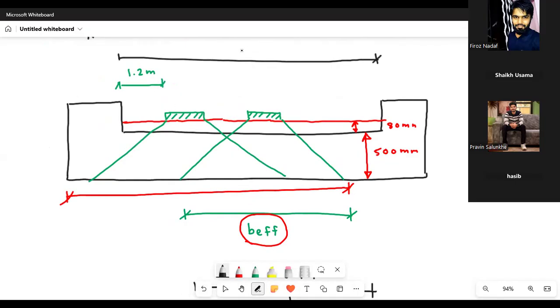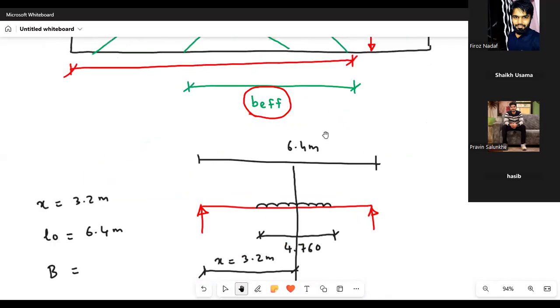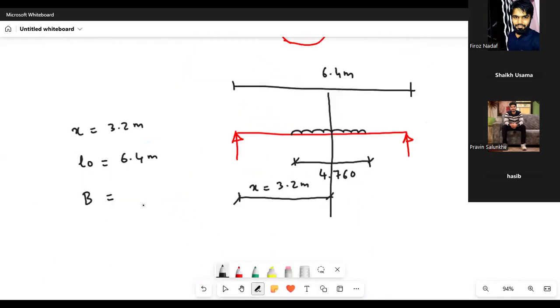It is given in the problem. This is 7.5 meter, the width of the carriageway or the width of the road. Then on either side, you have the footpath of 1 meter and 1 meter. So what will be the total width of the bridge? The total width of the bridge is 7.5 meter plus 1 plus 1, you're getting 9.5 meter.